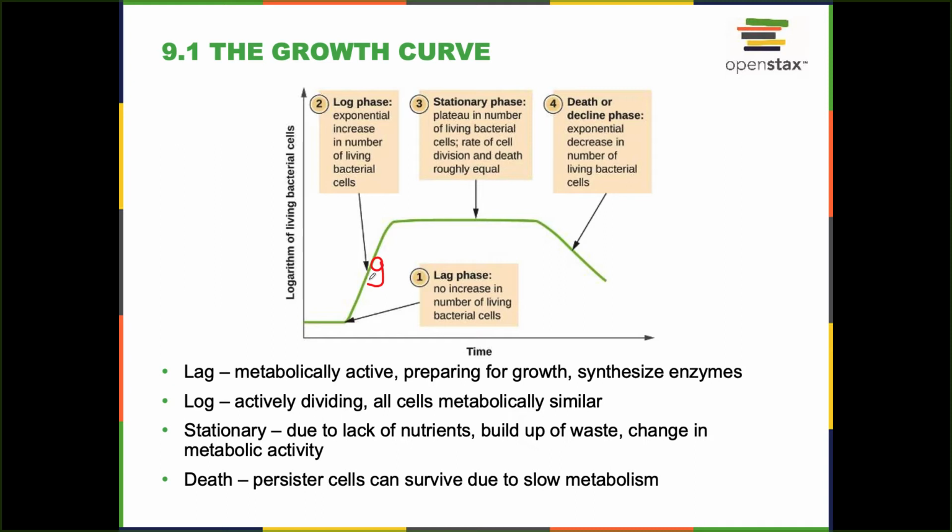At some point now, the food supply is so low or the waste is so high that cells are now starting to die faster than they are dividing. Right? And so we start to see this decline. And at some point, either the population will completely die out, or there are a small number of what we call persister cells that can really slow their metabolism down so much that they can remain dormant.